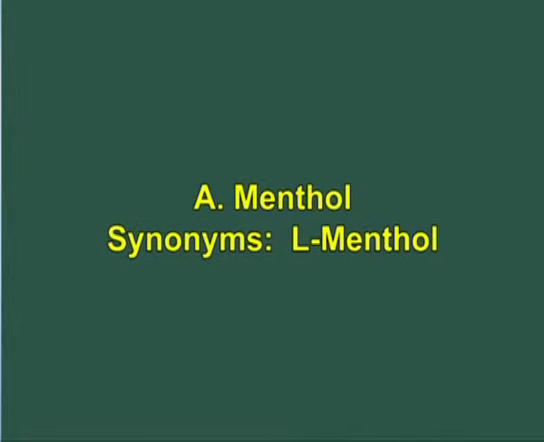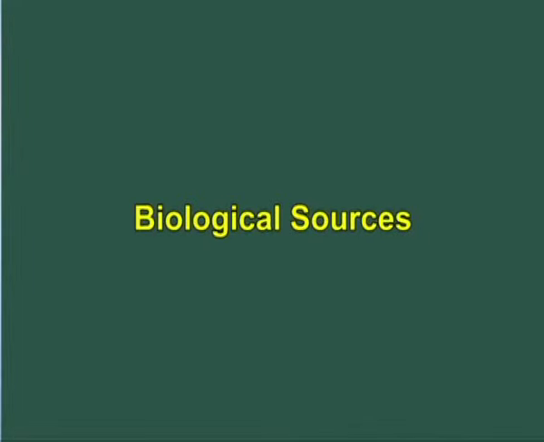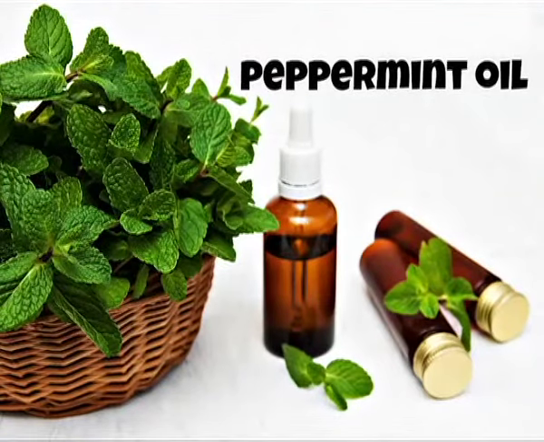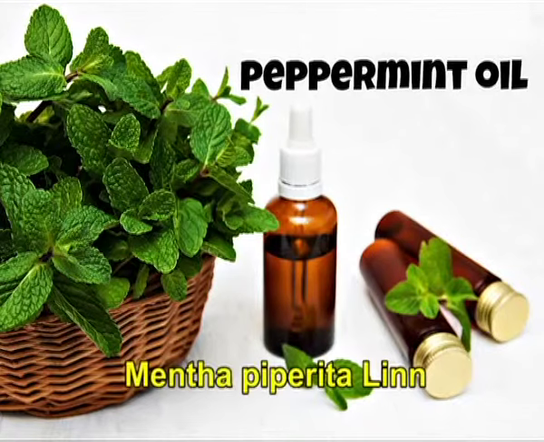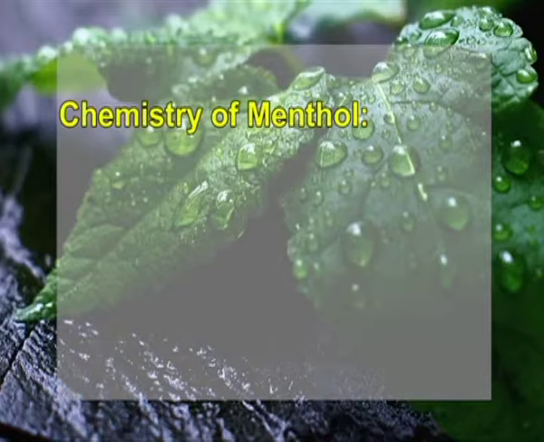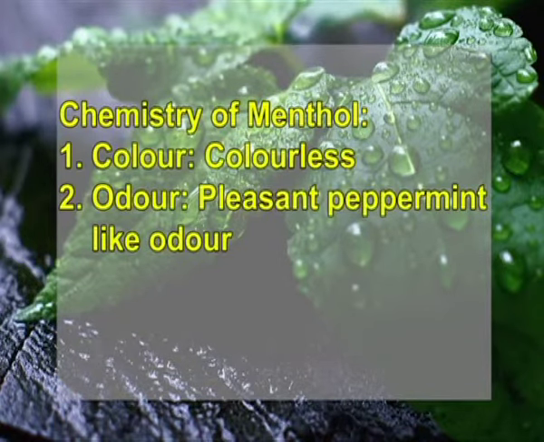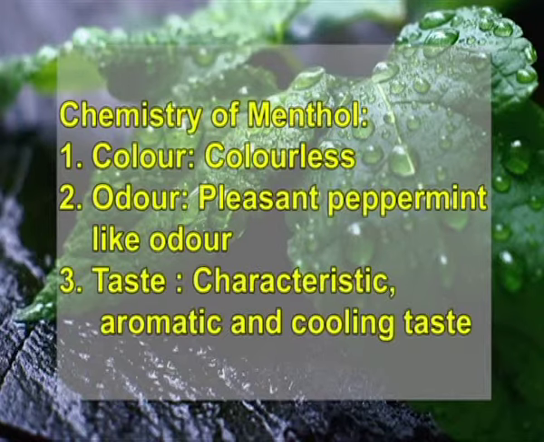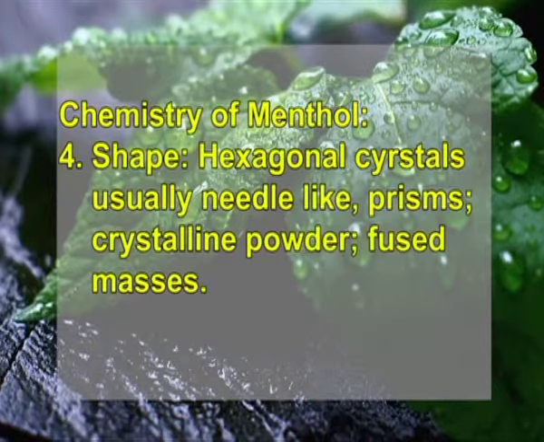Menthol, synonym L-menthol. Biological source: it is found in the peppermint oil obtained from the fresh flowering tops of the plants commonly known as Mentha piperita or other allied species of Mentha belonging to family Labiatae. Now, the chemistry of menthol. Color: colorless. Odor: pleasant peppermint-like odor. Taste: characteristic, aromatic and cooling taste. Shape: it occurs as hexagonal crystal, usually needle-like prism, crystalline powder and fused masses.